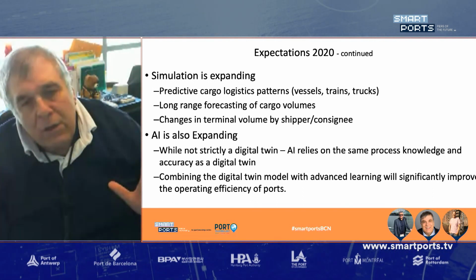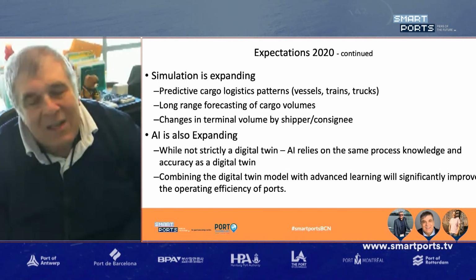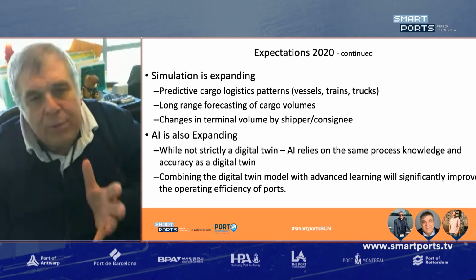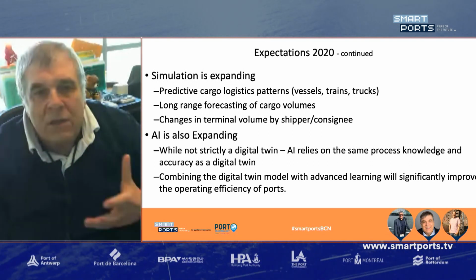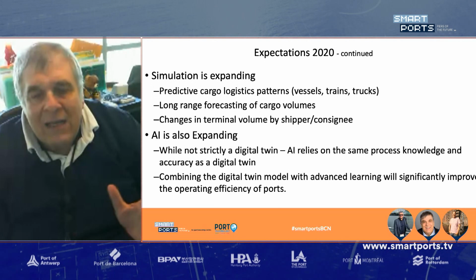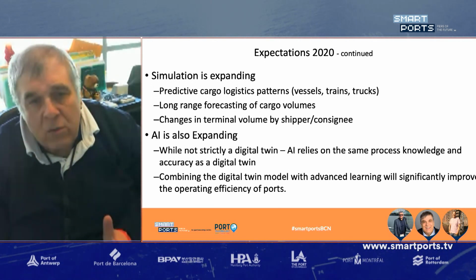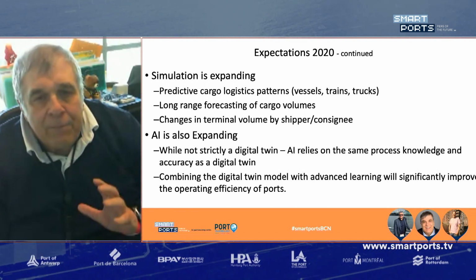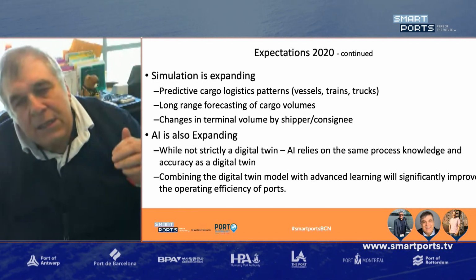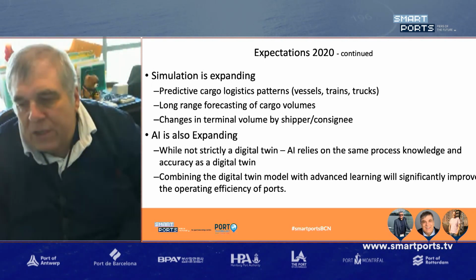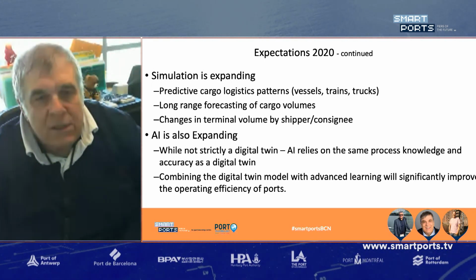We're also starting to use more artificial intelligence. Depending on who you talk to, I saw Piet's presentation here. Artificial intelligence is an important component, and it relies on a lot of the same process knowledge in order to achieve accuracy as a digital twin does. And finally, we think that by combining the digital twin model with advanced learning, we can significantly improve the operating efficiency of the port. Next slide. I think that's it.